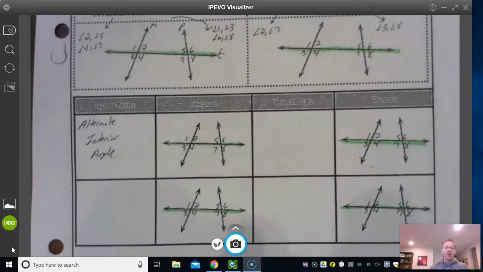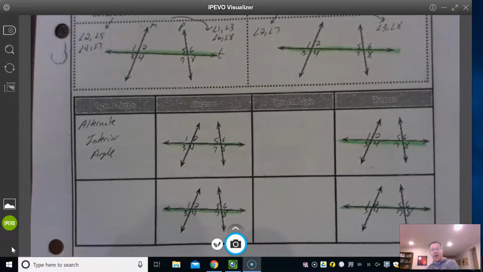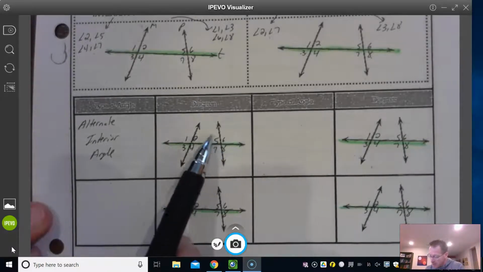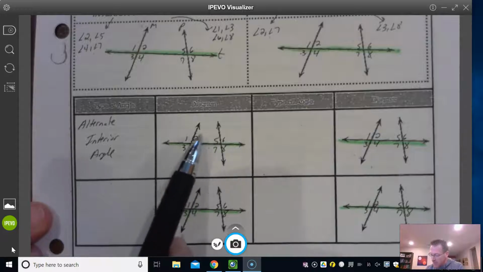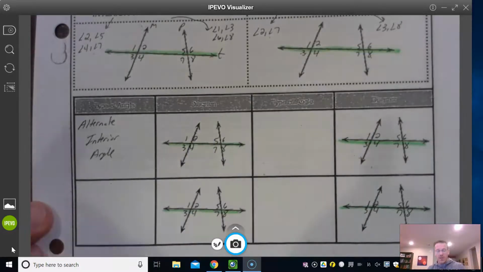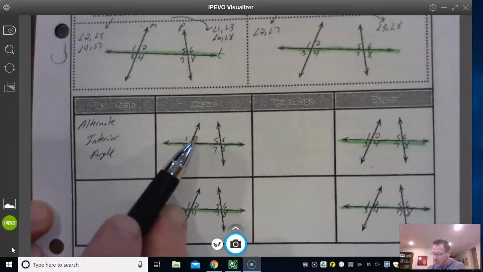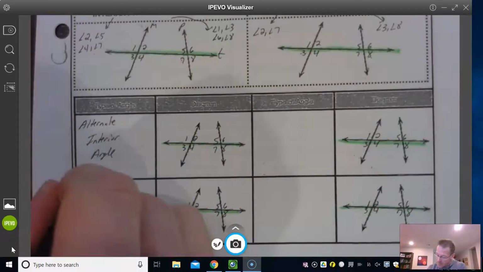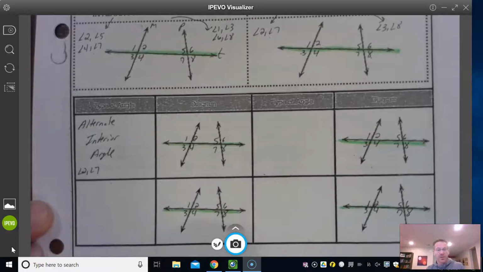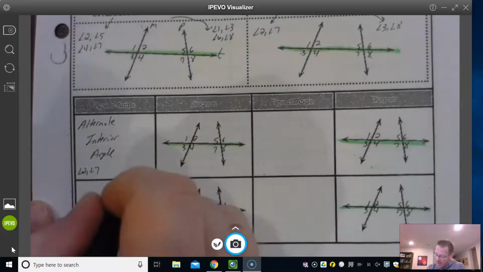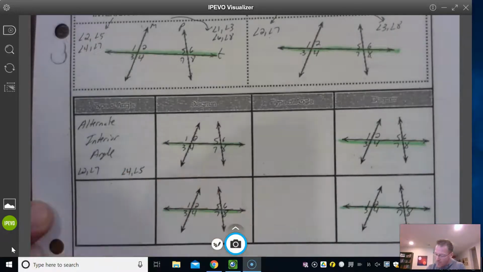Now notice alternate interior angles. When we think about interior, we're talking about just these angles here, 2, 5, 4, and 7 from above. Now we want them to alternate, so they have to be on the inside and on opposite sides of our transversal. That would be angles 2 and 7, one pair of alternate interior angles, and then 4 and 5 would be another pair of alternate interior angles.